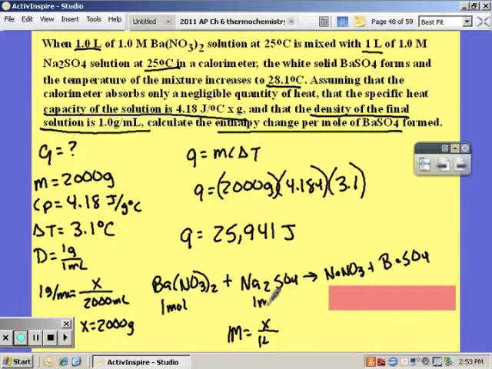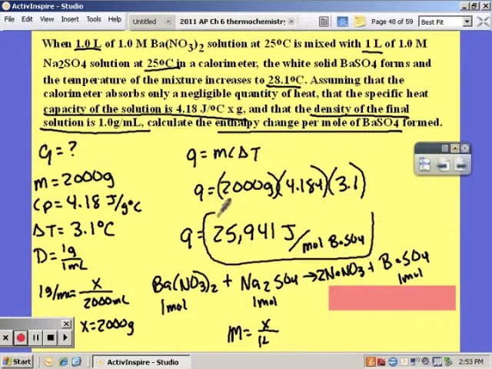And because we had 1 liter of a 1 molarity solution, that means we had 1 mole of each of the reactants, which means we should have 1 mole of barium sulfate produced. So this was the amount of joules per mole of barium sulfate.